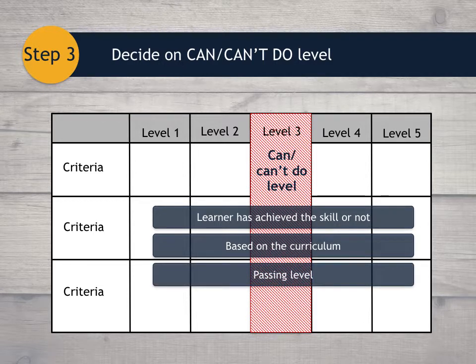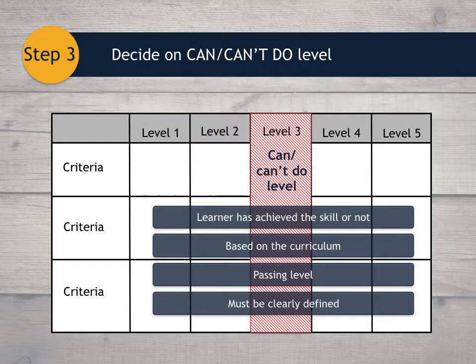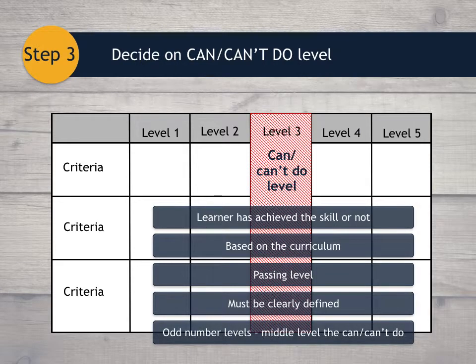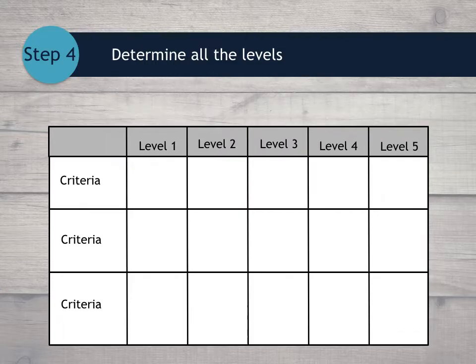This is the passing level. Now, a passing level is not sitting on level 5. It's not full marks. It's sitting on level 3. And then it's important that level 3, or the can and can't do level, so whether it's 3 or whatever's in the middle, is a clearly defined level. So it's very clear for you to use that as your benchmark. And then, of course, as we said earlier, it's much better to use an odd number of levels because the middle level means that that's the can and can't do level. Once we've done that, then you can move on to step 4, which is determining all the other levels.